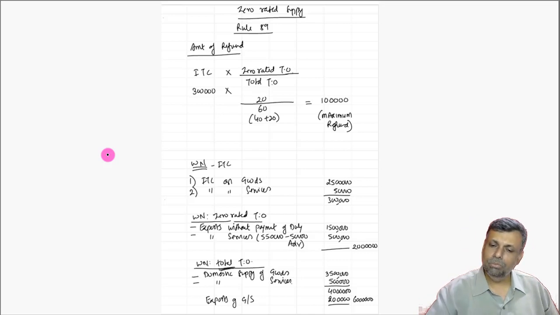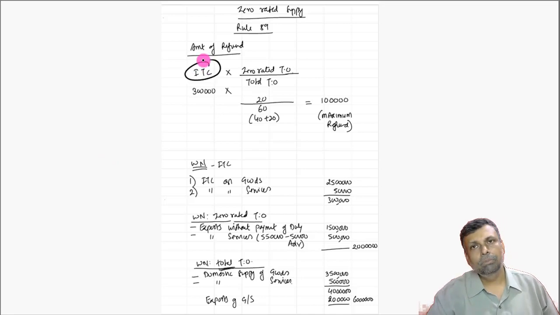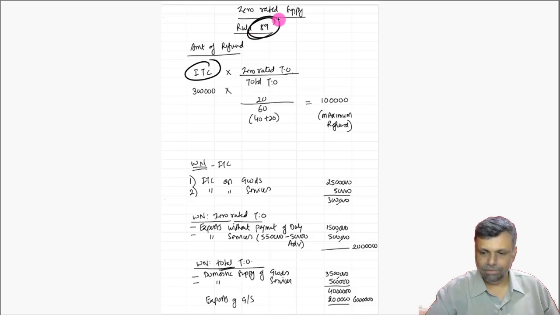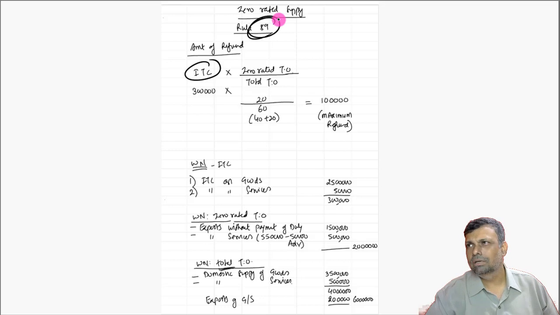Now friends, just come to the computation. In case of a zero rated supply, whatever is the input tax credit which you have used for the purpose of making the exports, you are going to get a refund. So there is a refund eligibility criteria. Now friends, in this refund there is one rule 89. In this particular rule 89, that one is a very simple rule, so I will not advise you to go into the technical aspect of that particular rule.